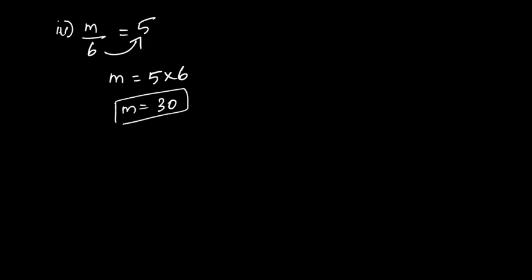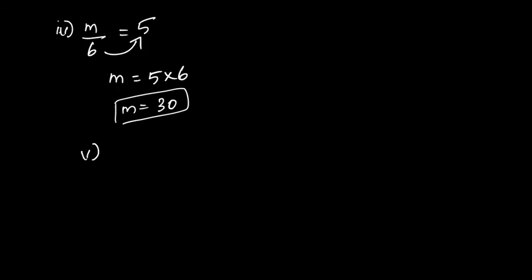Fourth question, m by 6 is equal to 5. You need the value of m. So send 6 to the RHS. So 5 into 6, because the LHS 6 in the division place, when it moves to the RHS, it will go to the multiplication place. So 5 into 6, you will get 30. So the m value is 30.